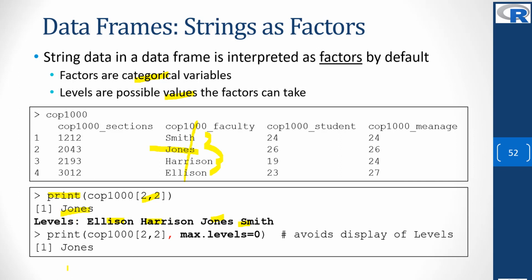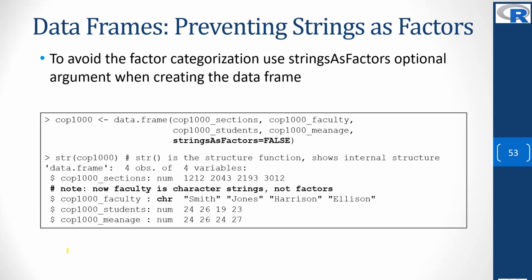Now, just as an aside, if we don't want this print function to display the levels, we can provide this named argument max levels equals 0, and it won't display those when it displays the value of the extracted element. But more importantly, if we want to avoid categorizing those strings as factors, and a lot of times we don't want them to be interpreted as factors, we just want them to be interpreted as character strings.